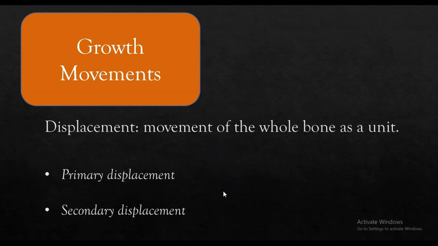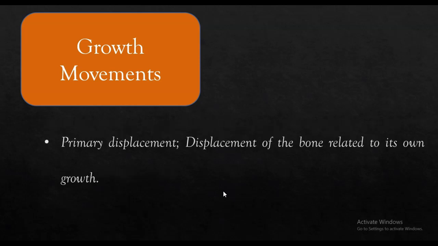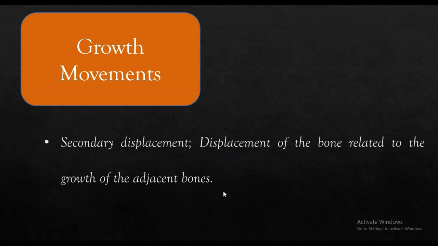There are two types of displacement: primary and secondary. Primary displacement is the displacement of the bone related to its own growth. Secondary displacement is displacement of the bone related to the growth of the adjacent bones.